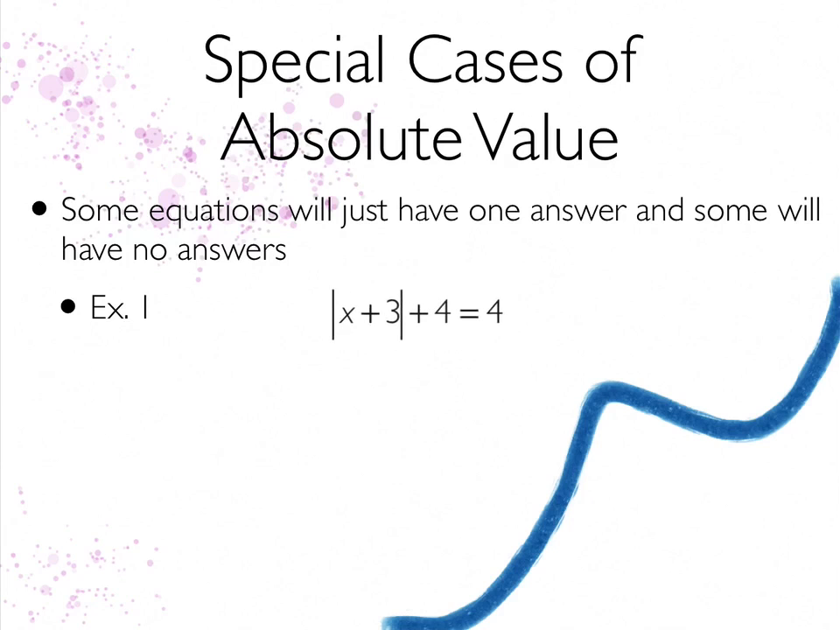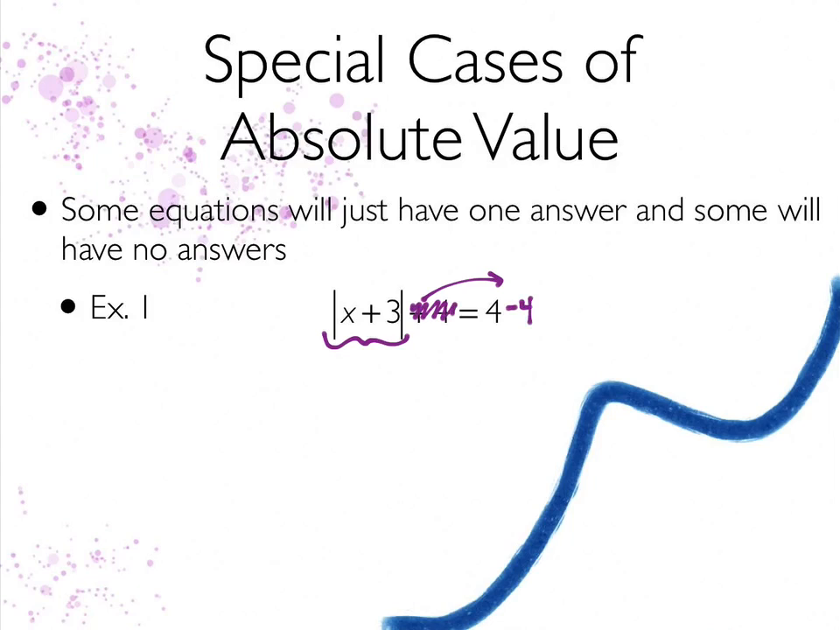So let's take a look at this first one here. This is going to be the absolute value of x plus 3, and then plus 4 equals 4. We're going to do the same thing. There's nothing different here that changes in our operations. Just your answer is going to be a little different. So here's my x plus 3, and I've got to get that by itself. That means I've got to take this 4 and toss it to the other side and make it a minus 4.